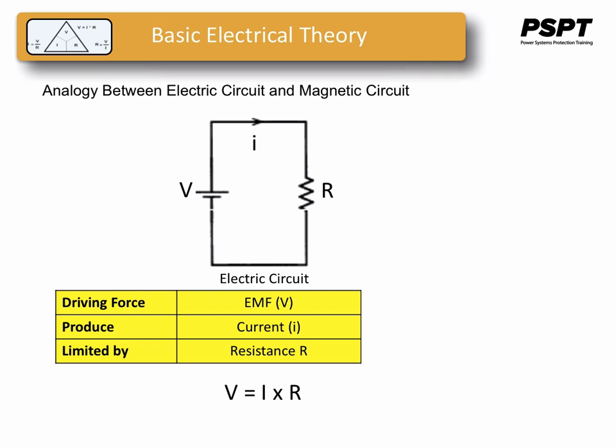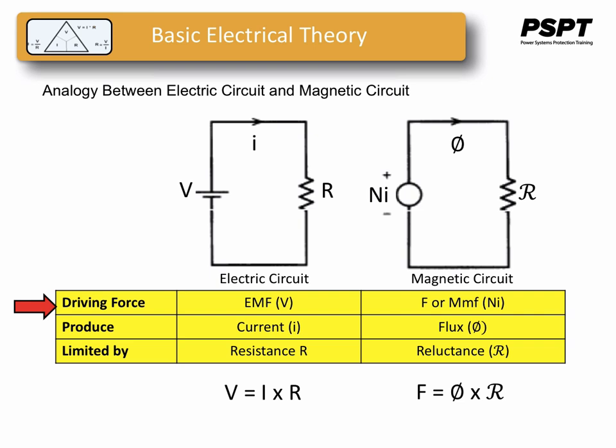Sometimes it's helpful to draw the analogy between electric circuits and magnetic circuits, where the driving force, the EMF or voltage, is related to the MMF, the driving force of a magnetic circuit, which would produce, in the case of the electric circuit, a current, and in the case of a magnetic circuit, flux, lines of flux. And the thing that would be limiting it would be, in the case of an electric circuit, the resistance, and in the case of a magnetic circuit, you have reluctance that would oppose the formation of the magnetic flux.